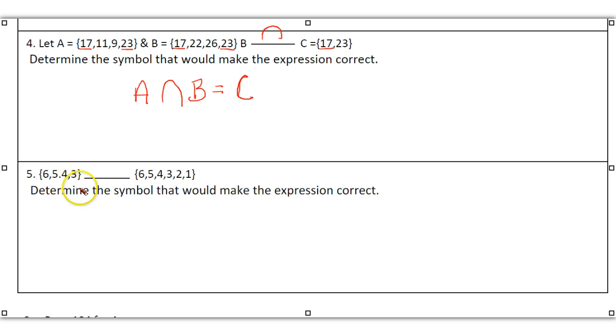All right, in number 5, determine the symbol that would make the expression correct. So again, this has 6, 6, 5, there should be a comma here, 4, 3. Okay, so this is definitely a subset of this. Is it a proper subset? Yes, it has 2 fewer elements, so we can use this, but you could also have used this. To me, the better would have been this.